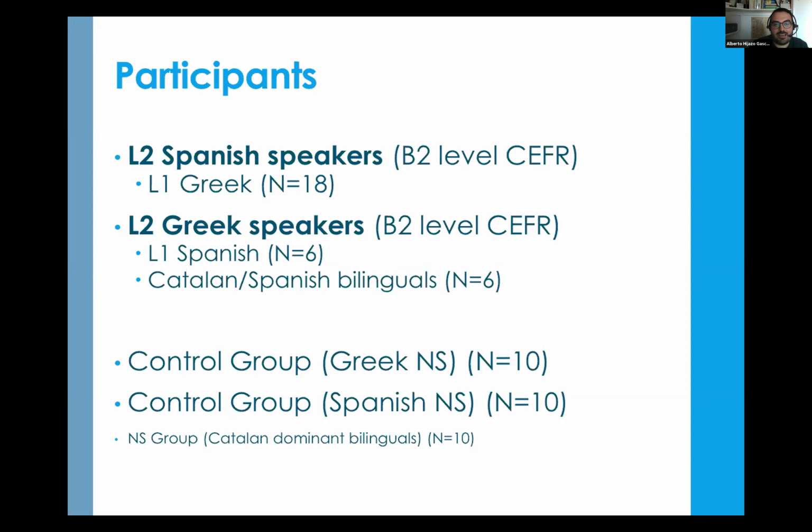Then we also had a control group of native Greek speakers and a control group of monolingual native speakers of Spanish. And we also have a group which is not controlled because we are not testing second language Catalan, but we also have a group of Catalan dominant bilinguals that don't speak any Greek.